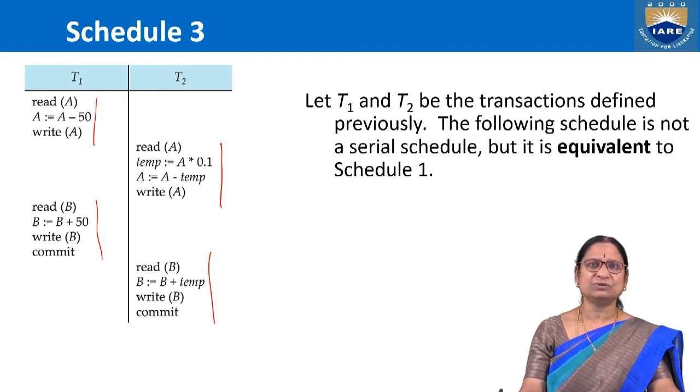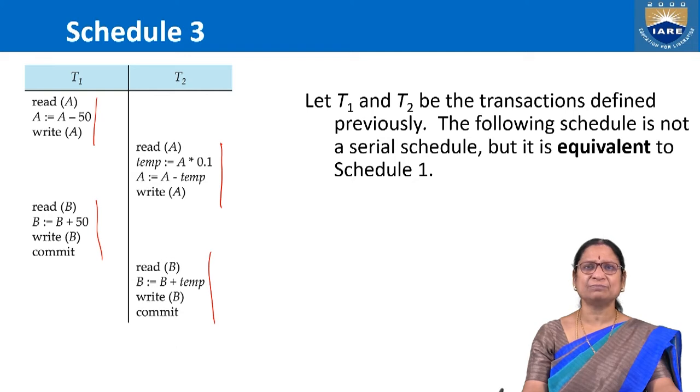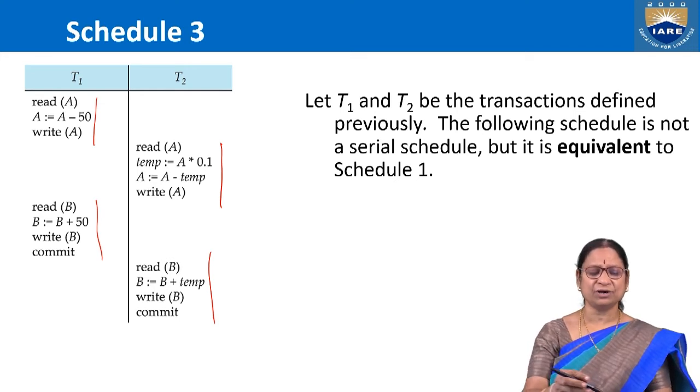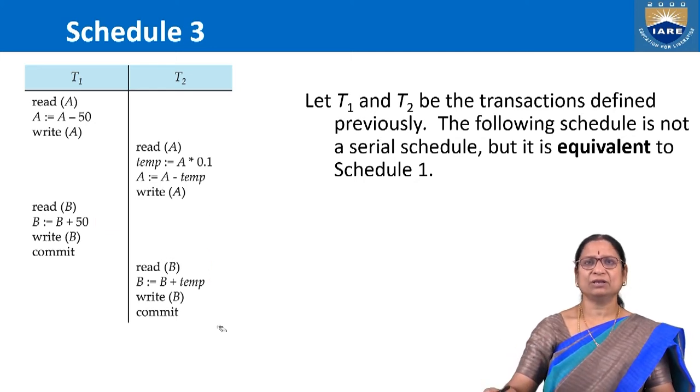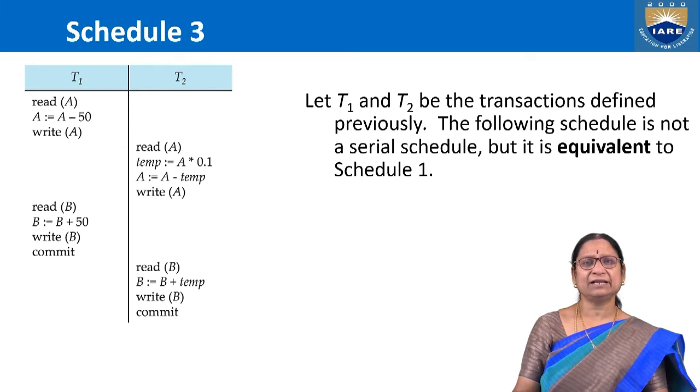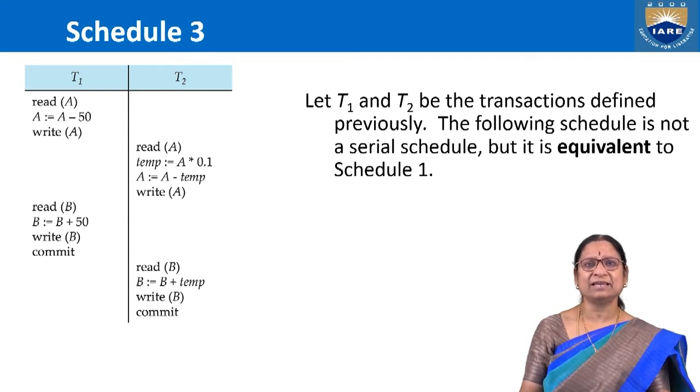This is not a serial schedule, strictly speaking, but we will check whether it is equivalent to a serial schedule or not. As I told you, n factorial serial schedules will be there for n transactions. Among them, if the interleaving of the operations is equivalent to any of the serial schedules, then that kind of schedule also leaves our database in a consistent state. That is, correctness will be there.